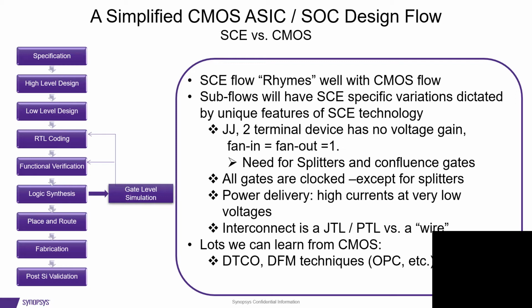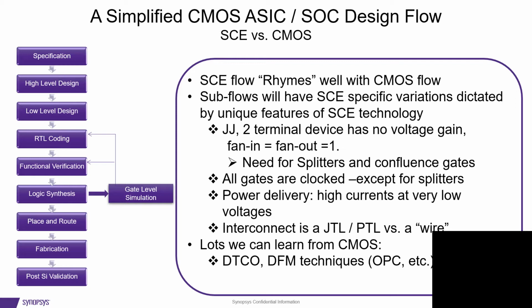Starting with the following. The Josephson junction is a 2-terminal device. It has no voltage gain, and for most applications or for most families, fan-in equals fan-out equals 1. What does that mean? It means there is a special circuit called a splitter that you will need every time you need to branch a signal to 2 or more inputs. Also, the fluxtron, which is the basic element of signal for this technology, loops in an infinite loop inside a quantizing loop. Therefore, all gates are clocked gates except for splitters.